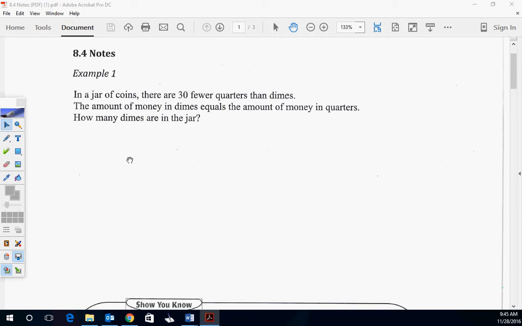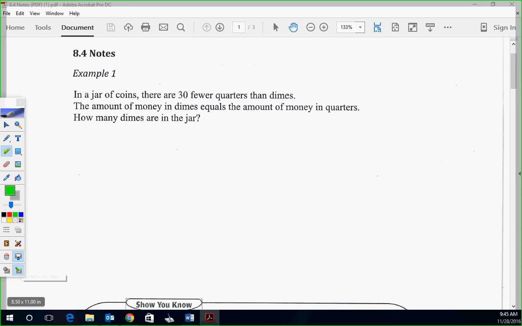In a jar of coins, there are 30 fewer quarters than dimes. The amount of money in dimes equals the amount of money in quarters. How many dimes are in the jar? The very first thing I do is highlight the important information. We have 30 fewer quarters than dimes. That's important. The amount of dimes equals the amount of quarters. That's important. And it wants to know how many dimes.